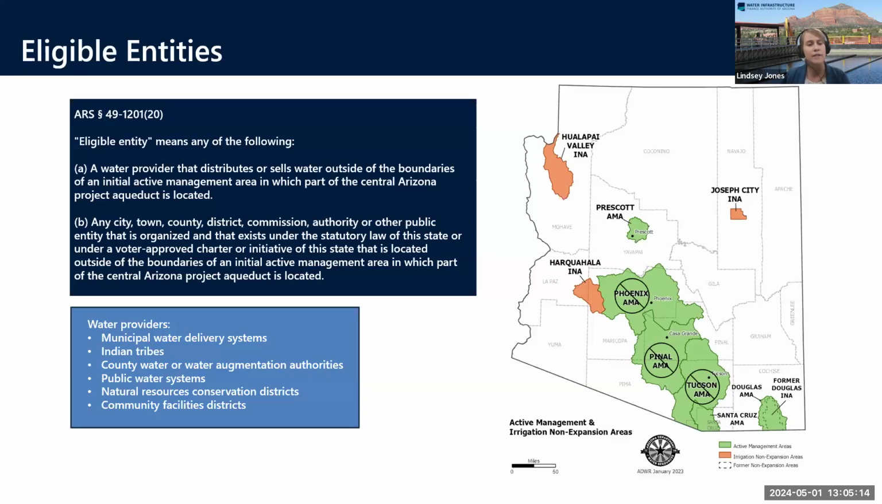For who is a water provider, we have that listed in the light blue box there. That's going to include municipal water delivery systems, Native American tribes, augmentation authorities, public water systems or PWSs, and then the natural resource conservation districts and community facility districts. So very wide encompassing as far as who is eligible, just geographically limited to the more rural parts of Arizona.